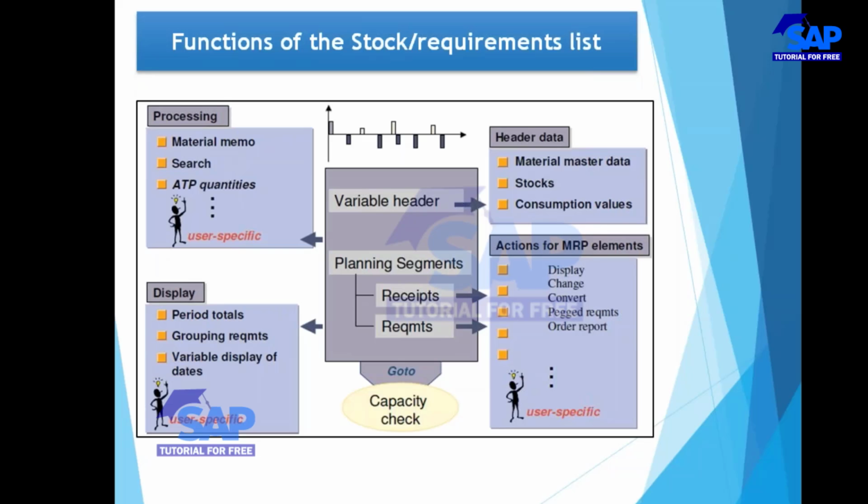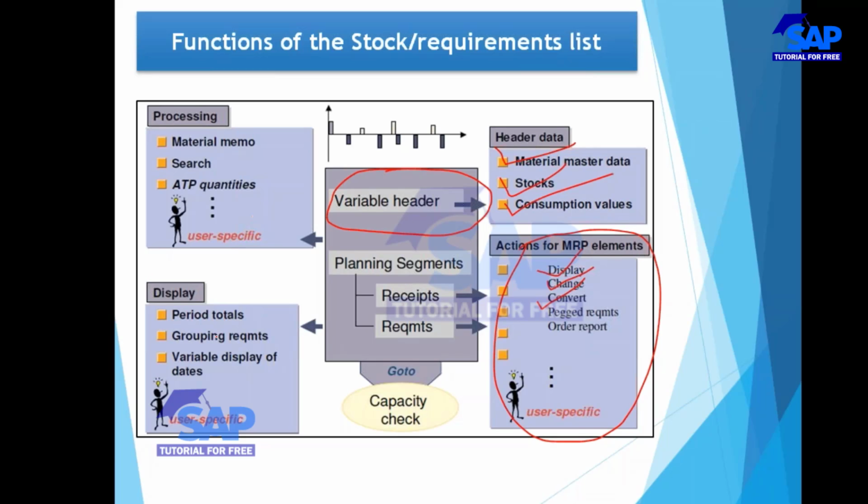Okay, so this which I have shown you already. You can do display for MRP elements. You can change, you can convert. All those activities you can do from MRP elements. And from the header, I already have shown you, you can see the material master data, stocks, and even you can see the consumption values. It is a variable header. That means the header, you can collapse it or you can expand it. So that's what you can do.